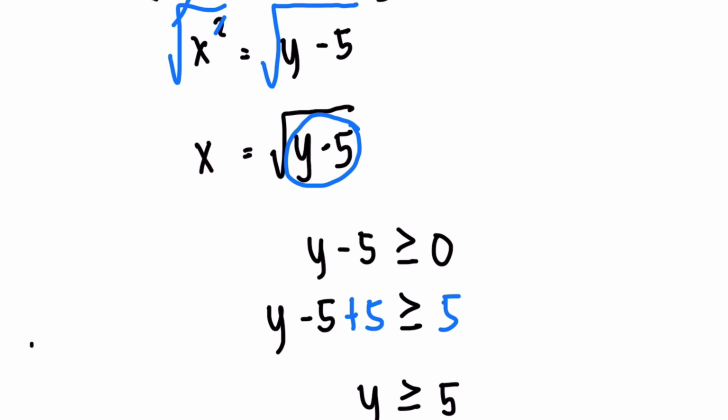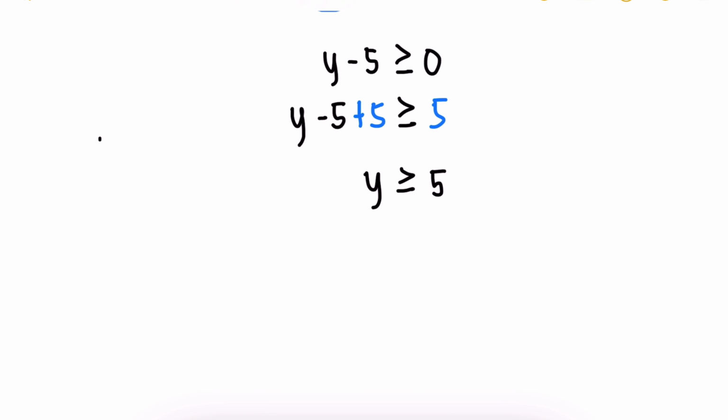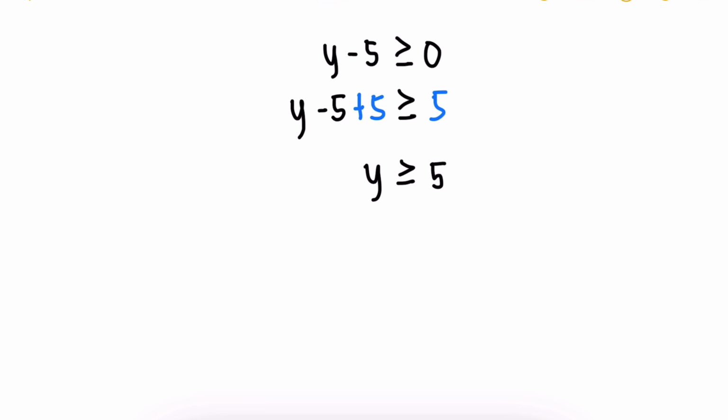Therefore, the range of the polynomials in quadratic equation is the set of real numbers that make f of x greater than or equal to 5. In symbols, range is equal to y such that y is greater than or equal to 5.